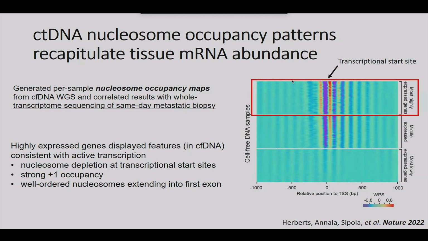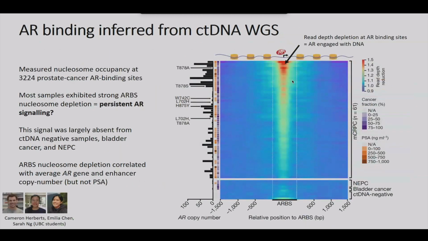And so that's what you can see in the top plot, which is highly expressed genes. That heat map is showing nucleosome order, and you can see these nice grooves, whereas down at the bottom, those grooves have kind of disappeared. So what could we use this for? Well, the other place in the genome where nucleosomes would get out of the way is when the androgen receptor needs to bind. So the androgen receptor is obviously a key factor within prostate cancer. It binds across thousands of different regions in the genome and then initiates transcription of those genes.